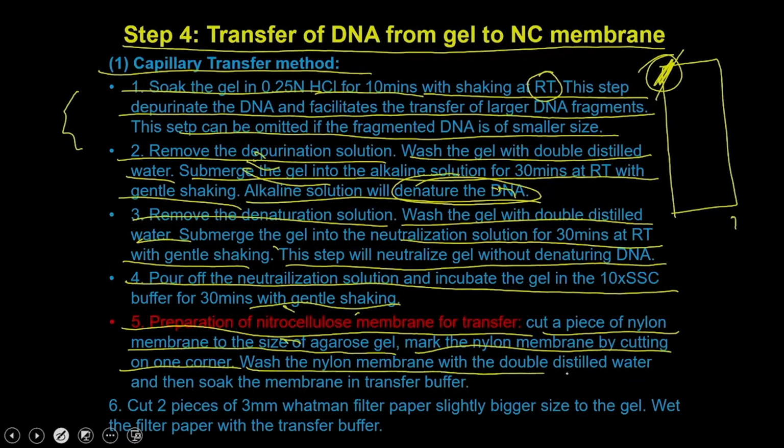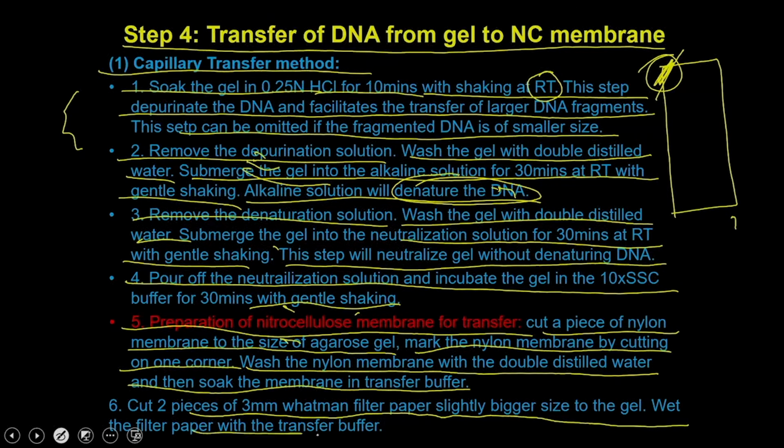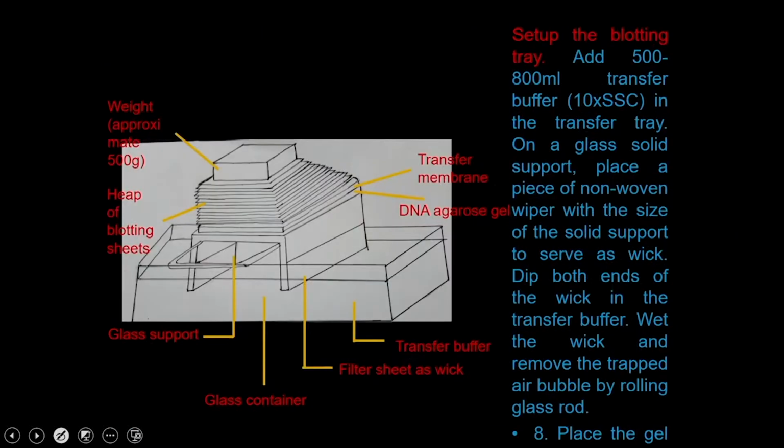Wash the nylon membrane with double distilled water and then soak the membrane in transfer buffer. You can cut two pieces of 3 mm filter paper slightly bigger than the gel, and wet the filter paper with the transfer buffer. Now you can put it into the transfer apparatus.